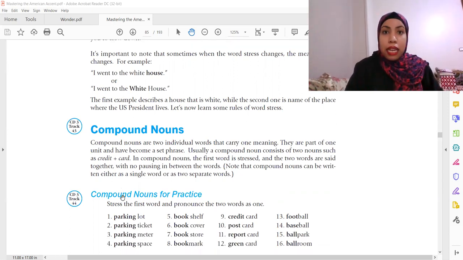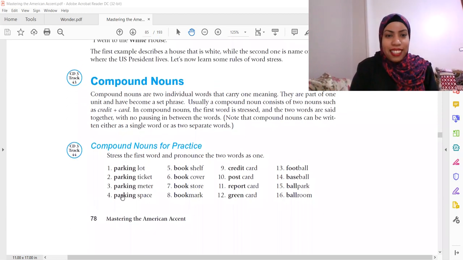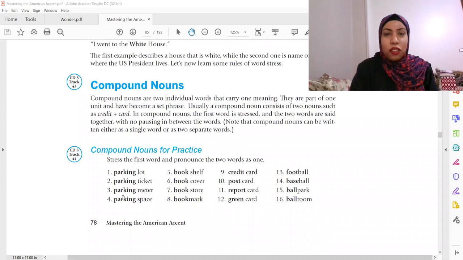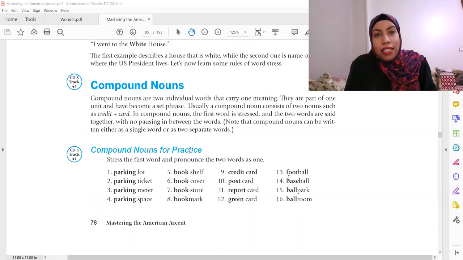There are many examples of this. I hope my voice isn't too loud like the previous times, so I'm going to try to control that. So, compound nouns. There are examples here. We've got 16 examples. I love this one because it's a word that everybody knows.